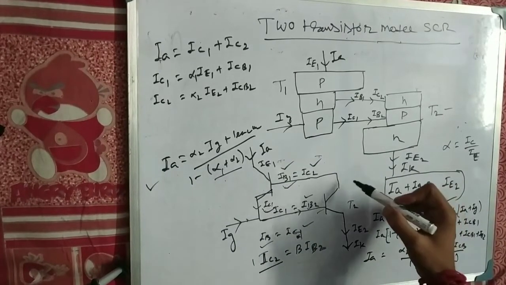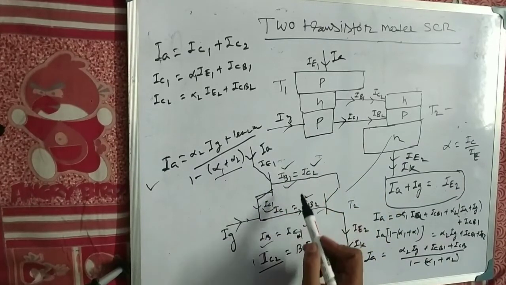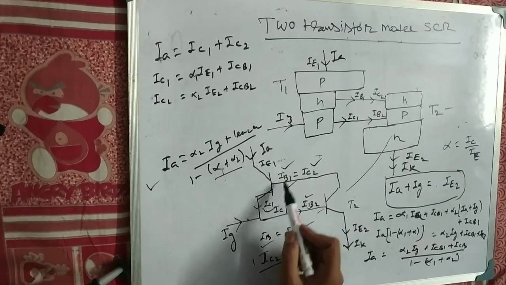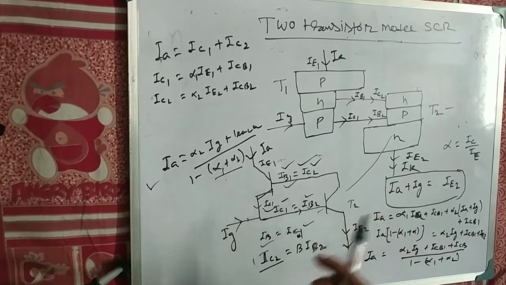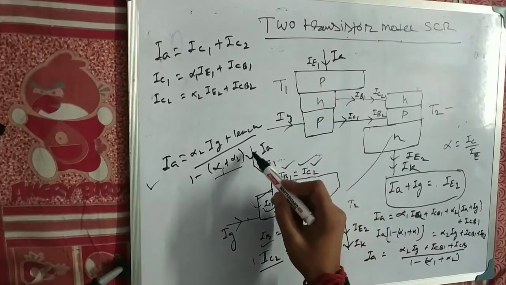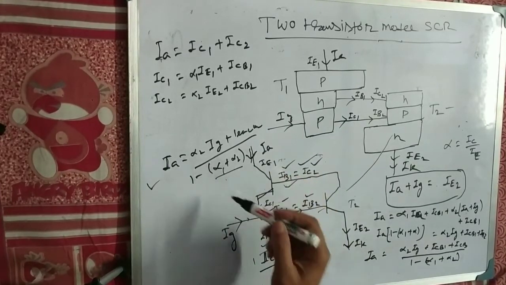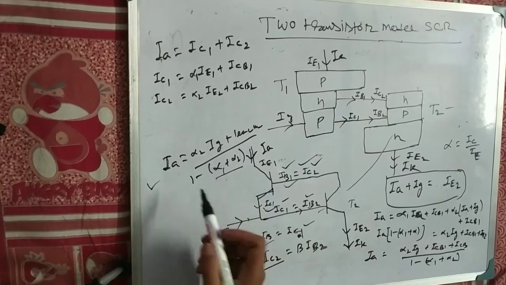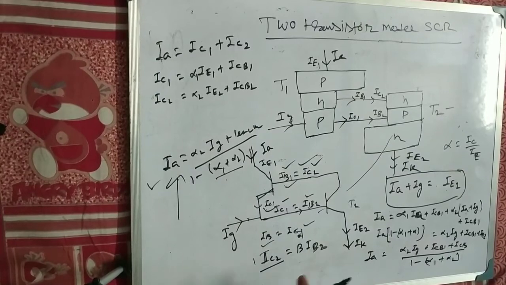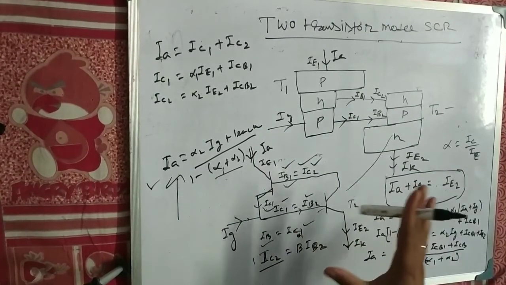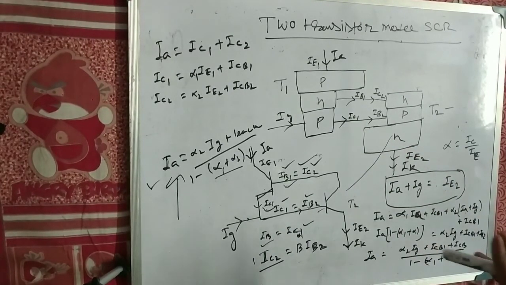Then cyclically and rapidly the anode current increases. Anode current depends on the collector currents, and the collector current of transistor 1 equals the anode current. So if IC2 and IC1 are cyclically increasing, then anode current will increase. So if we control the alpha 1, alpha 2 values such that they tend to 1, then high anode current will flow, and high anode current will be controlled by the external load. So this is the transistor model and two transistor model of SCR.